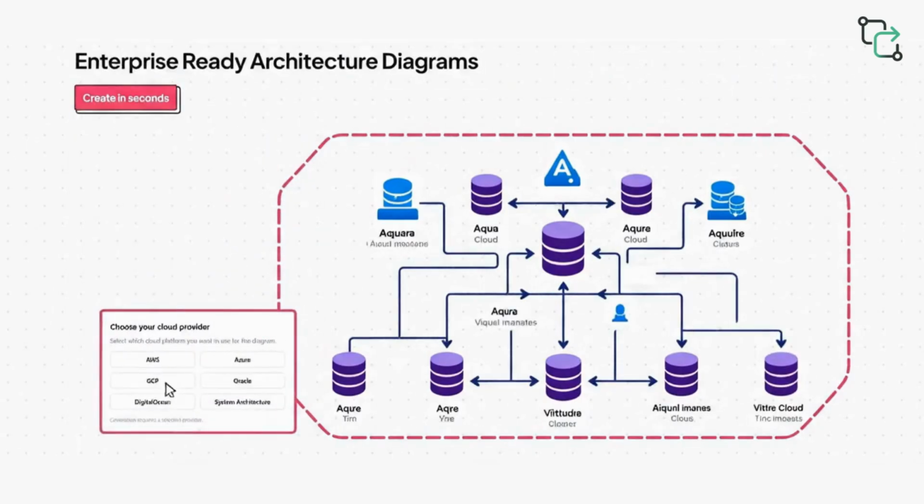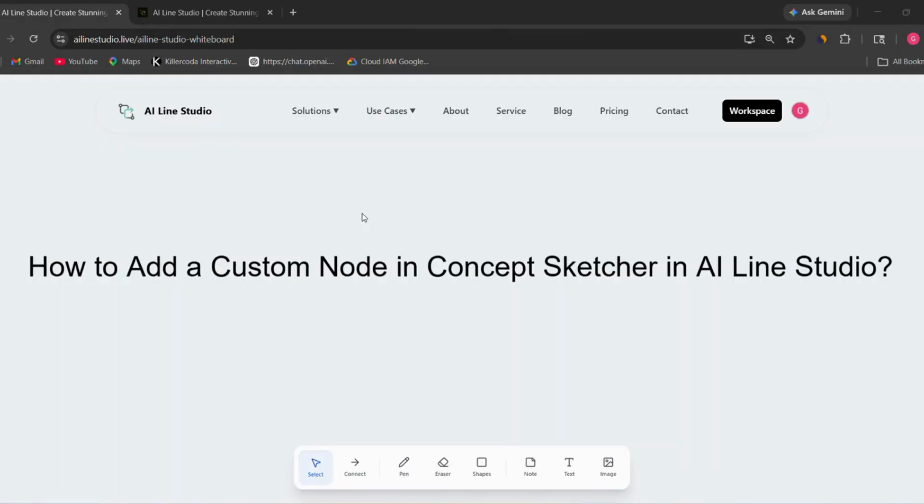Clear, structured, production ready. Hello everyone, welcome to AI Line Studio tutorial 81, and today's topic is how to add a custom node in Concept Sketcher in AI Line Studio.